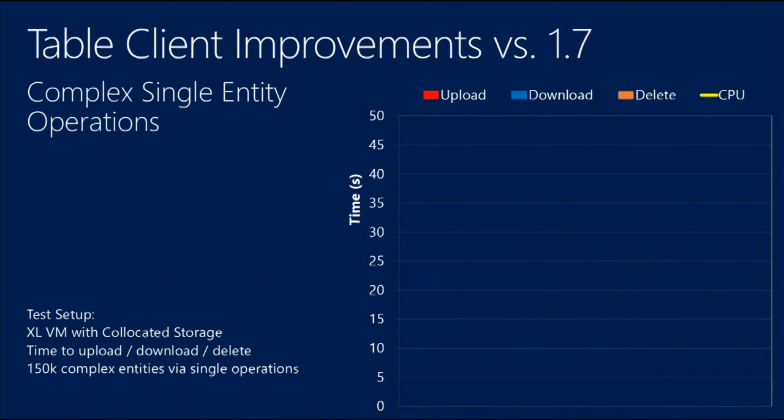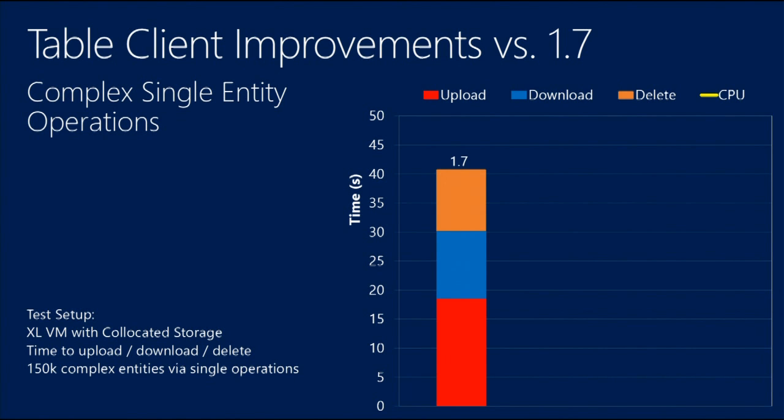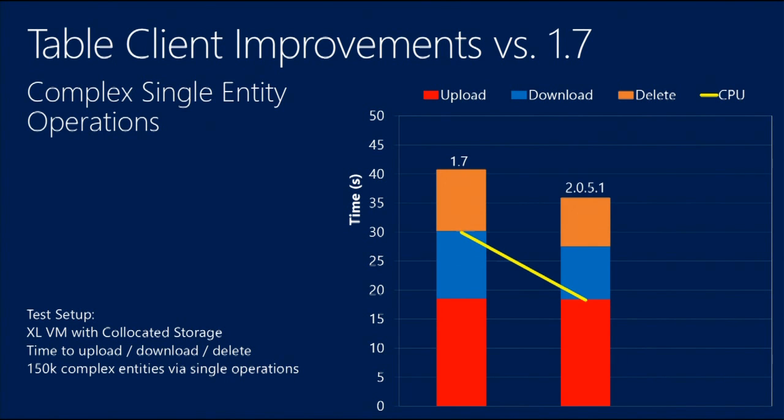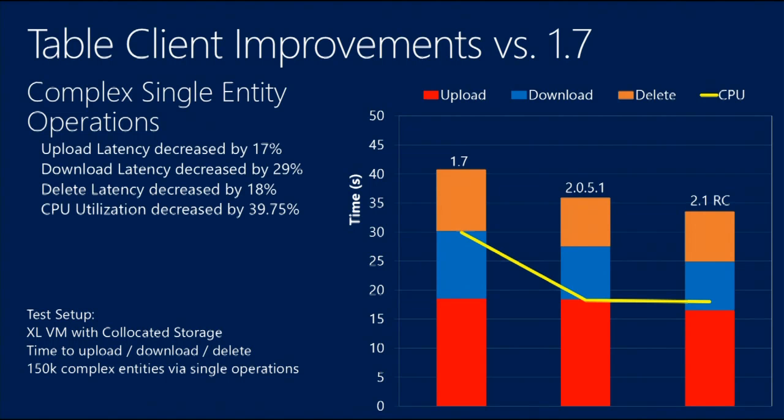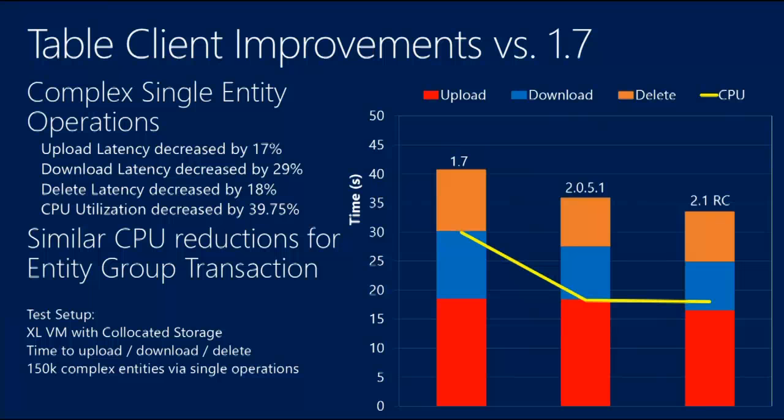So let's look at some numbers compared to 1.7 and the last 2.0 release. These are complex single entity operations. So my test setup, I have a whole bunch of workers. I'm uploading, downloading, and deleting 150,000 complex entities, so they have all the different types and I think 30-something properties via single operations. So you can see 1.7, 2.0.5.1, and 2.1 RC. So you can see we've driven down latency significantly, and compared to 1.7, CPU is down almost 40% in this scenario alone.